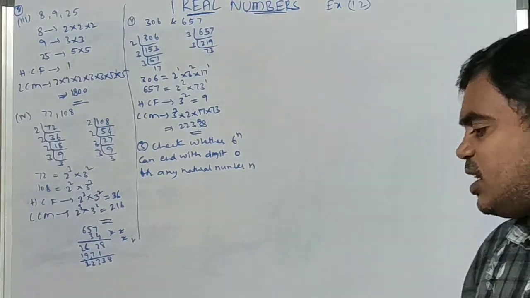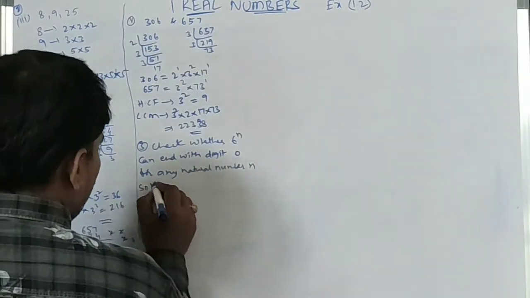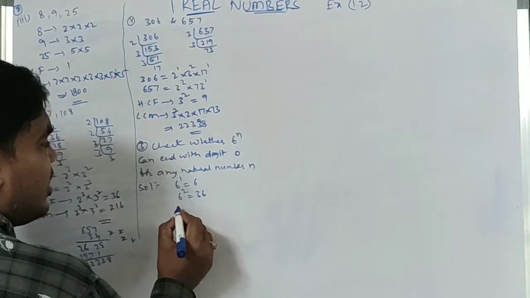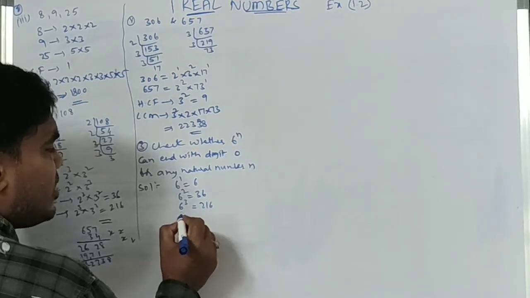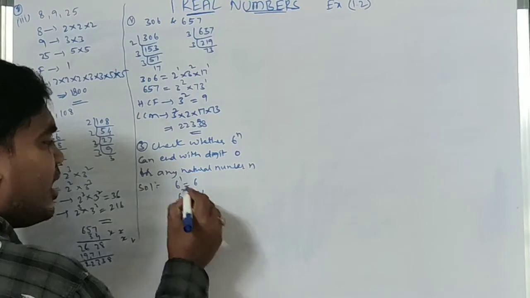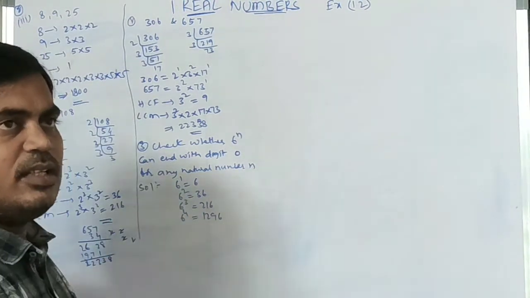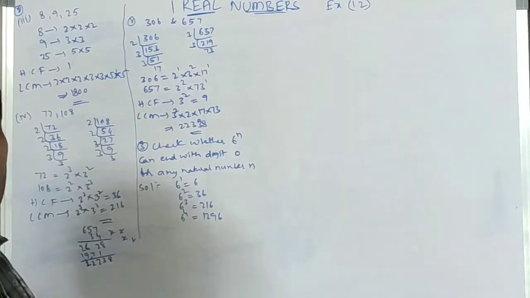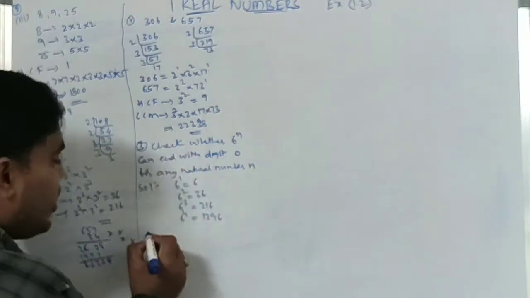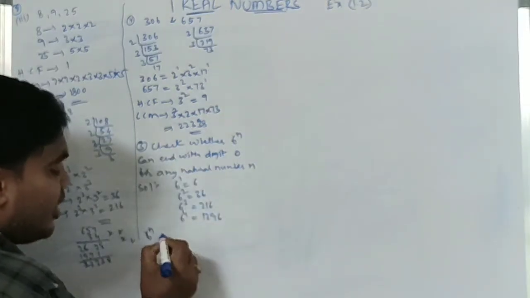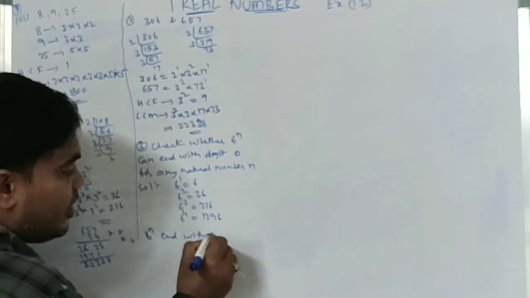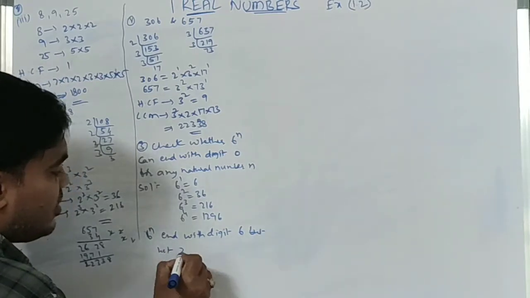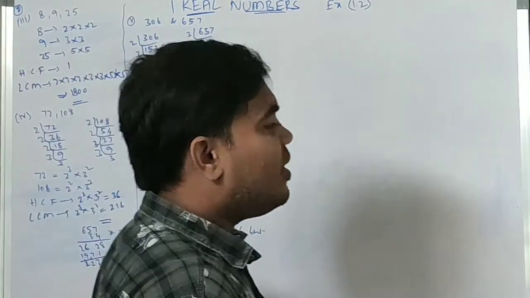If you take powers of 6, 6 power 1 equals 6, 6 power 2 equals 36, 6 power 3 equals 216, 6 power 4 equals 1296, like this. If we multiply 6 powers, observe all the numbers end with 6 only. So 6 power n ends with digit 6 but not 0.